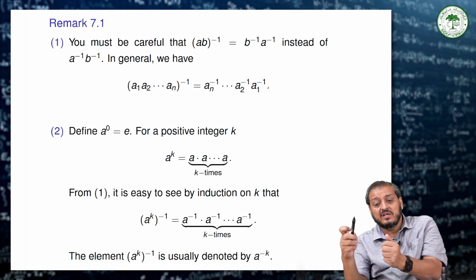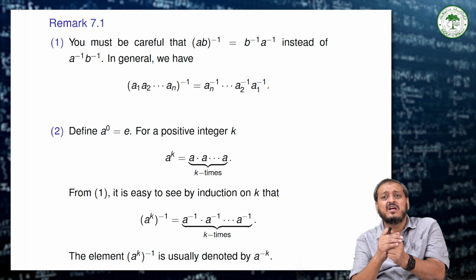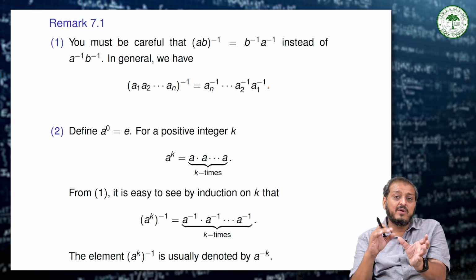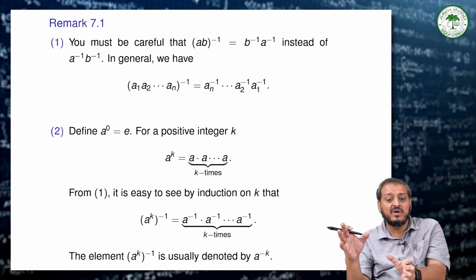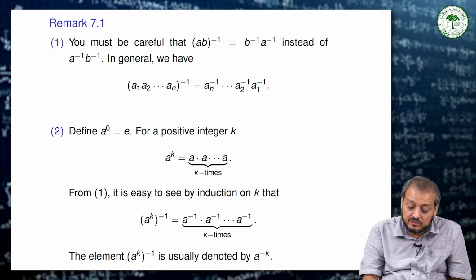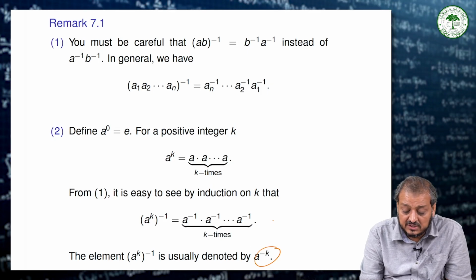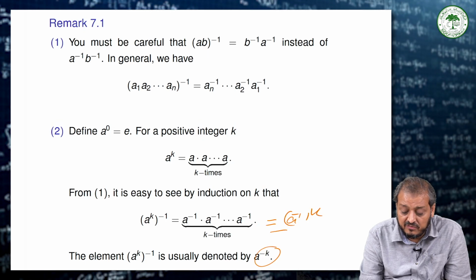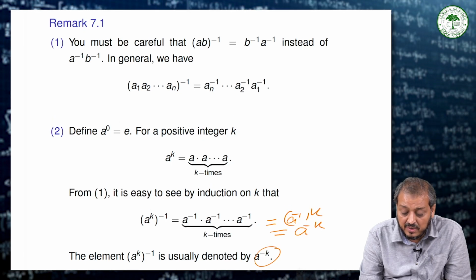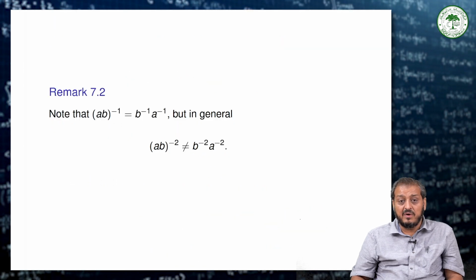So this can be written as (A inverse) to the power k, or we can say A to the power minus k. So the element (A^k) inverse is the same as what we denote as A to the power minus k, because this can be written as (A inverse) to the power k, and generally we denote it by A to the power minus k. So this is the remark.